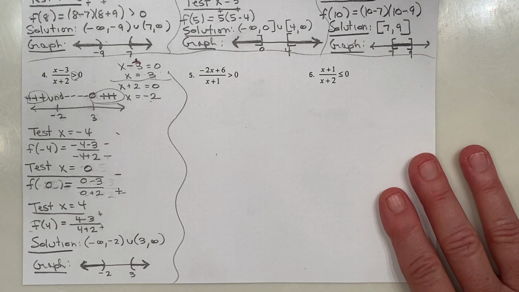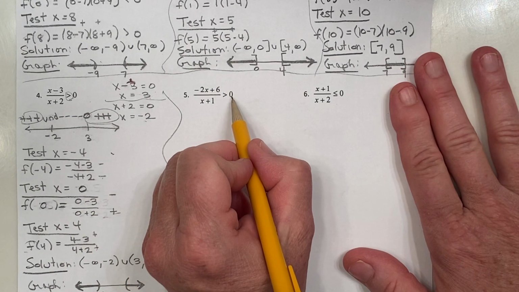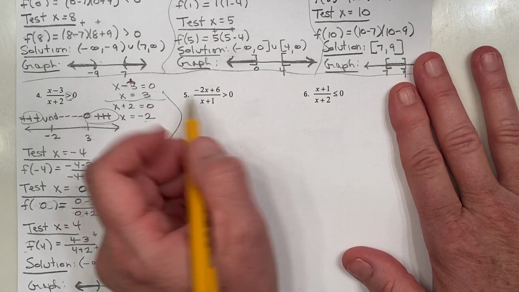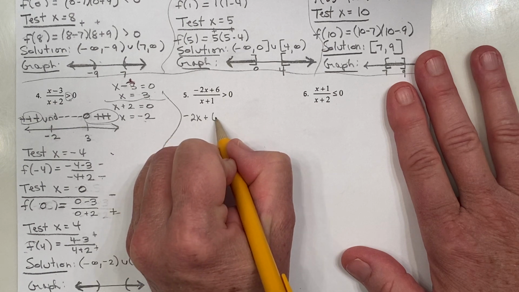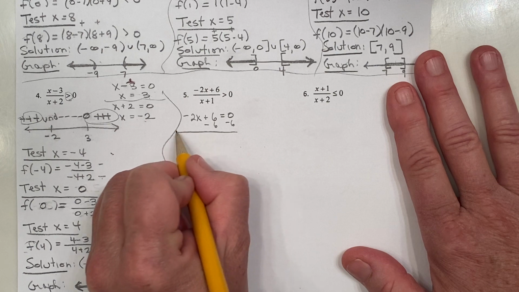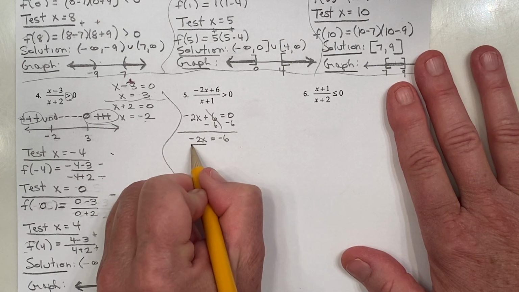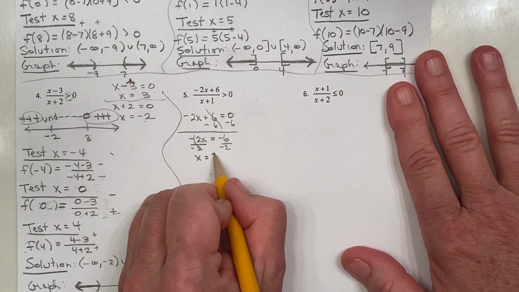All right, we'll look at 5. All right, one side of the inequality is 0. You can factor the numerator and denominator if you want to, but for what we're doing, you might as well just go ahead and set the numerator equal to 0, find the boundary point, and same thing with the denominator. So negative 2x equals negative 6. So x equals 3.